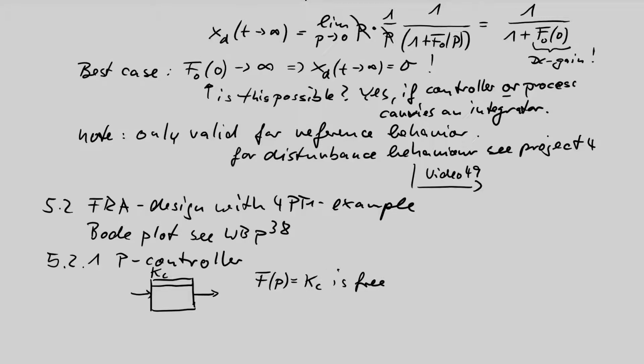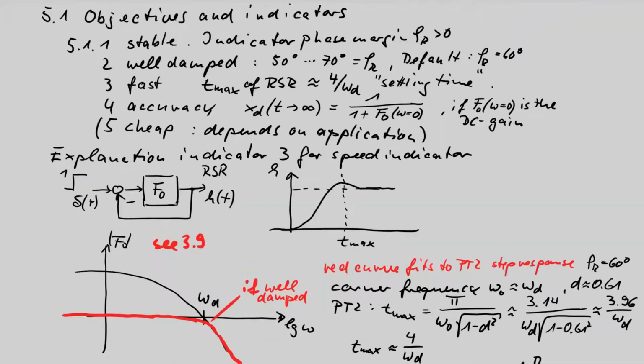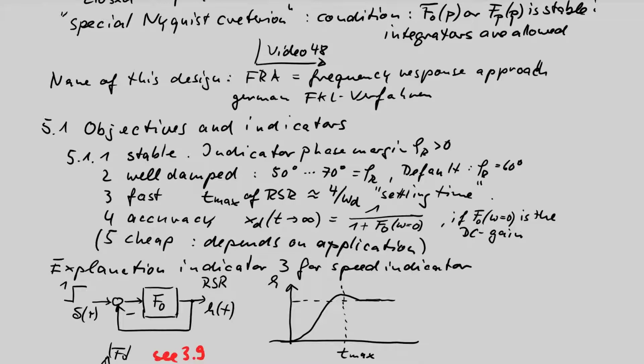Of course, now I can select any K and look what happens with the loop. But the thinking in controller design is now in the other direction. The main principle of FRA design is: I look for my indicators, stability indicator and speed indicator and accuracy indicator, and I select one of these indicators and go back to ask what the controller parameter is.